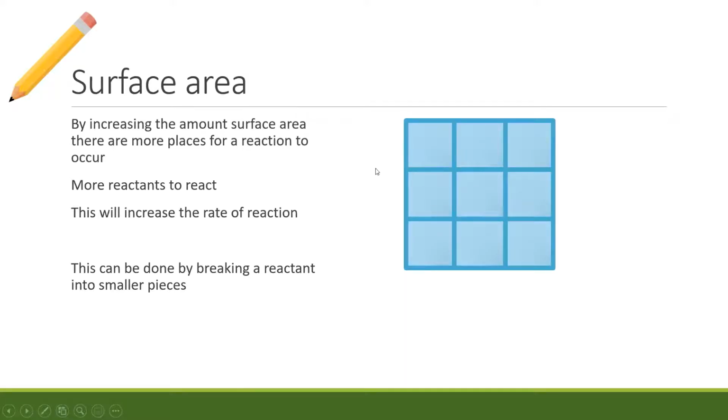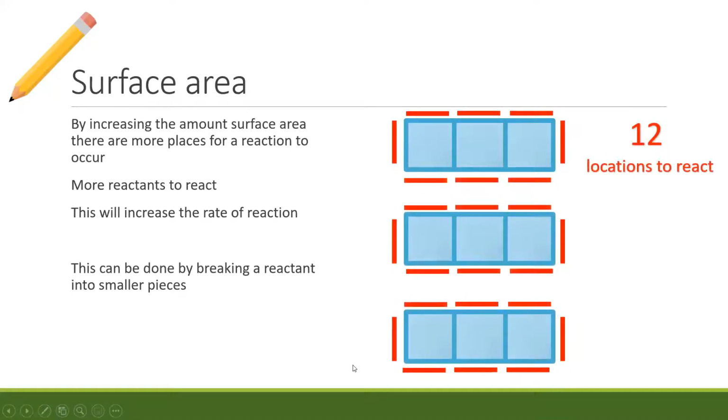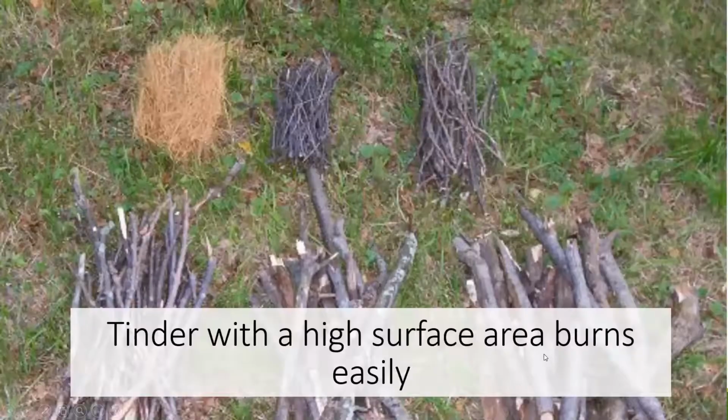Surface area: there's only 12 places to react in this cube, but if I start breaking it up, I can increase it to 24, and then to 36. There is now 3 times as many places. Suddenly this middle one can be accessed by everything. By breaking up the cube, you provide more surface for the chemical to react with. That's why when you burn firewood, you would use kindling or tinder first because it's got such a high surface area, and then you would move up to the larger sticks afterwards.